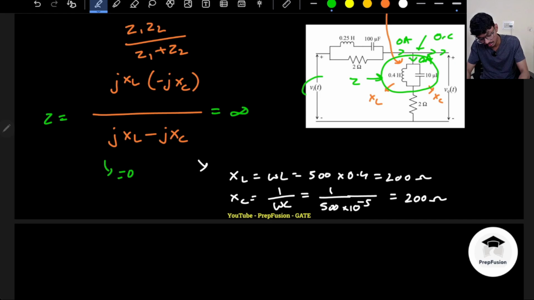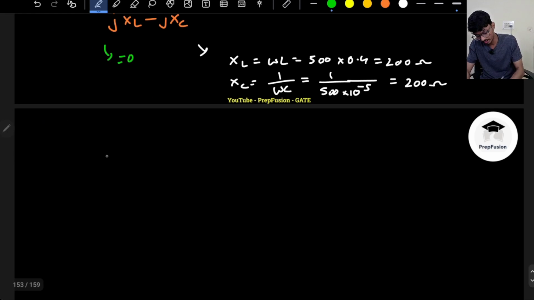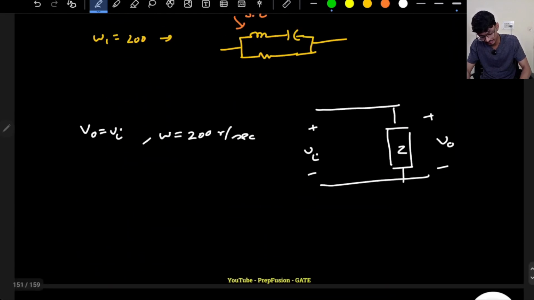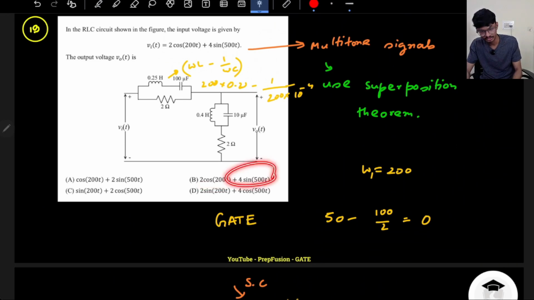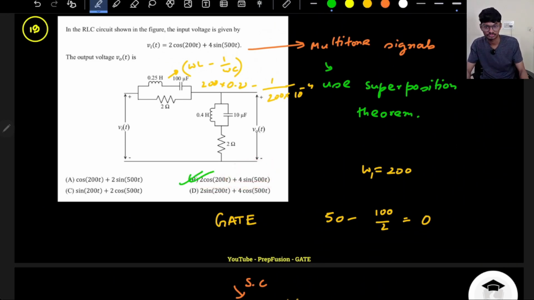So of course, again, my Vi is simply equals to V only. So for omega equals to 500 radian per second as well, my VO is equals to Vi only. So basically my VO equals to Vi for these two signals. So it will be 2 cos 200t. 2 cos 200t is here, and it will be 4 sin 500t. 4 sin 500t is in the option B. So option B will be the correct answer for this question.